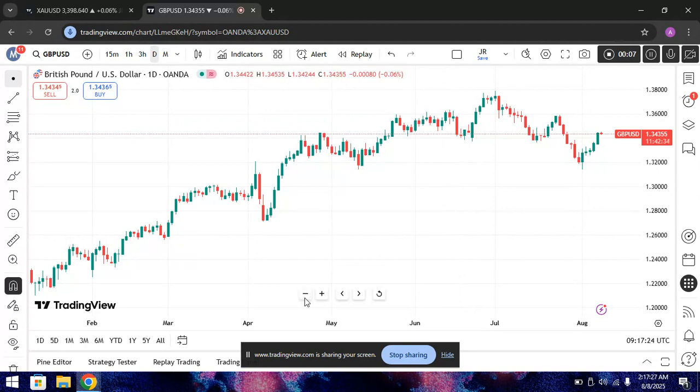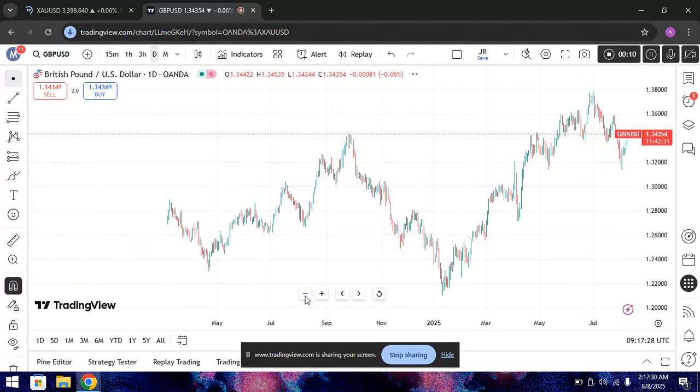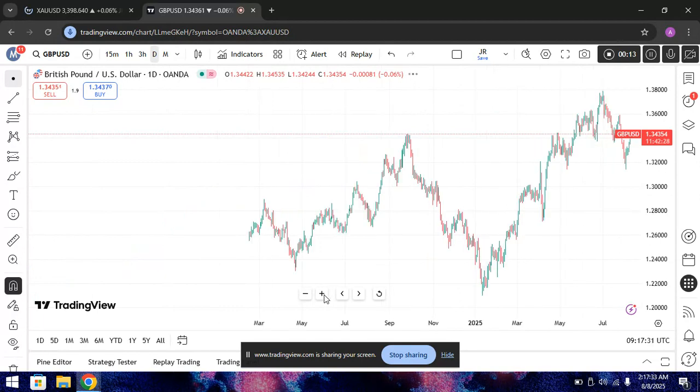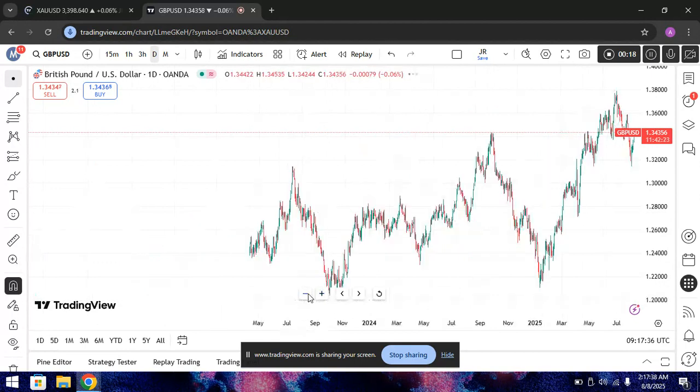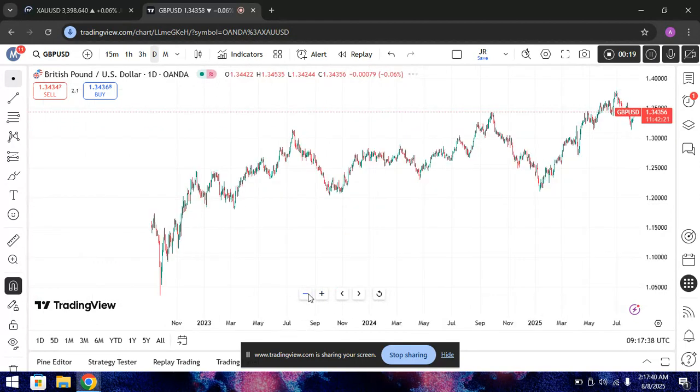All right, so we are on the screen for GBPUSD, trying to figure out the next possible move. So this is a forecast and not a signal, and I'm not a financial advisor. I'm just posting my idea. All right, so where are we currently?